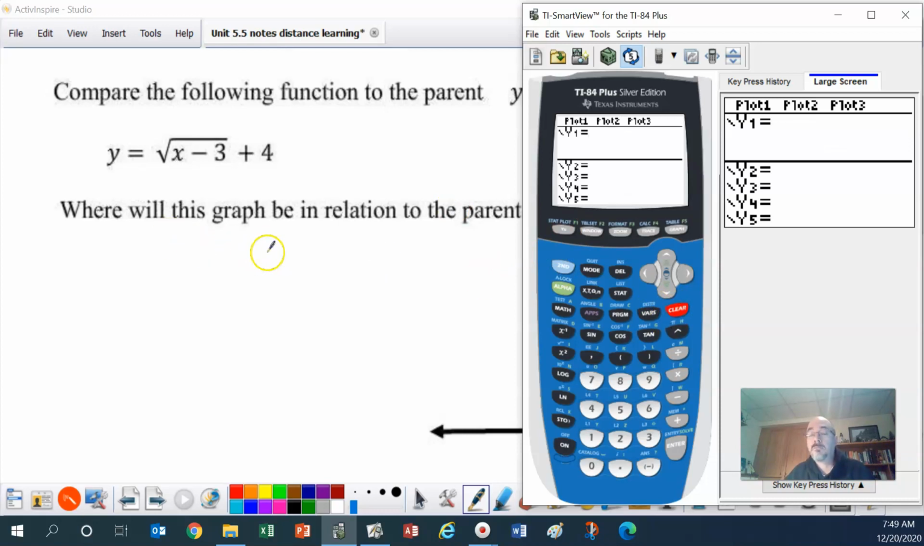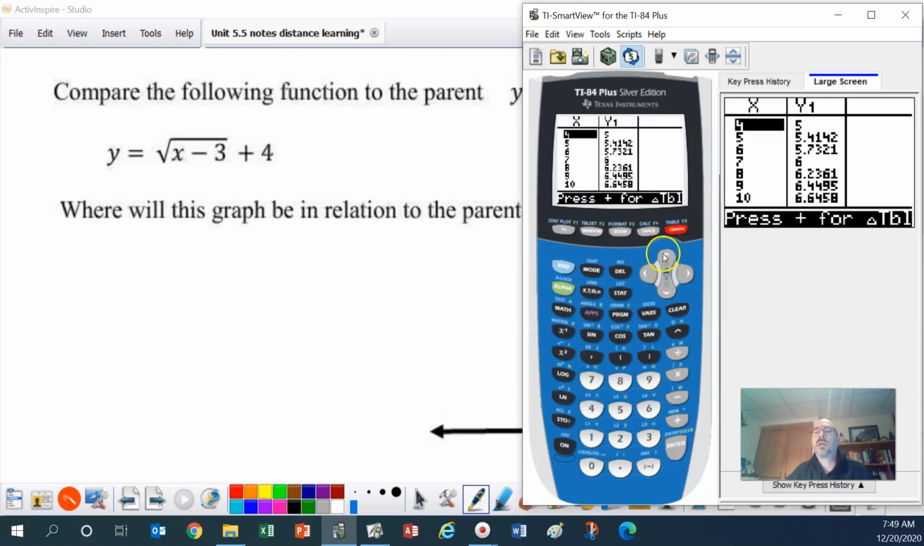That's okay. I don't really need a table because I have the calculator here. So we're going to go to the square root of x minus 3. Now I need to get out from underneath the square root. I'm going to hit the right arrow key. Notice how the square root disappeared, and now I'm going to put a plus 4. Now I'm going to go to the table real quick and look.